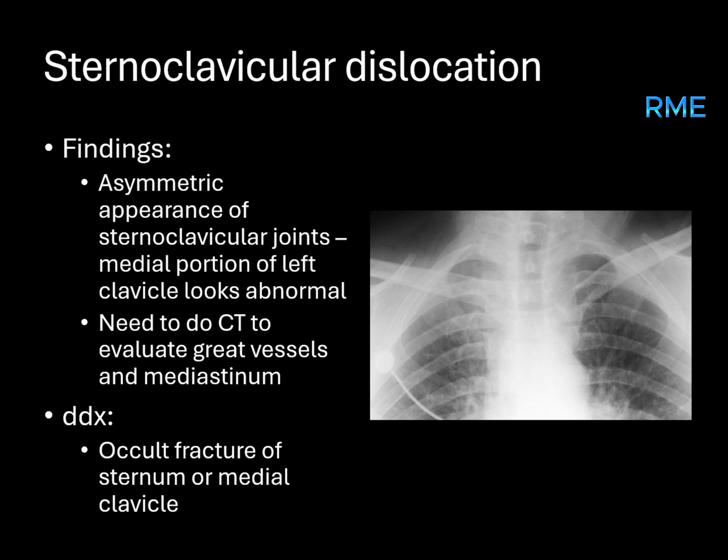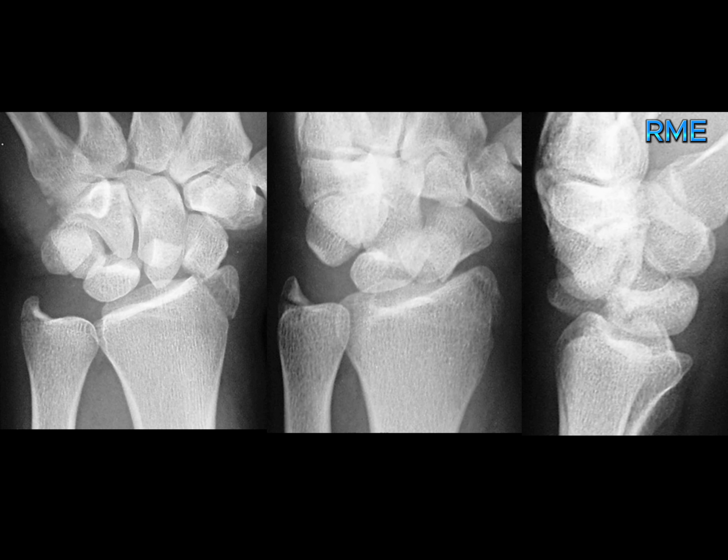Differential diagnoses include an occult fracture of the sternum or medial clavicle. To further evaluate, a CT scan is necessary to evaluate the great vessels and mediastinum. Management typically involves closed reduction or surgical repair, depending on the severity of the dislocation and associated injuries. Let's move to the next case.